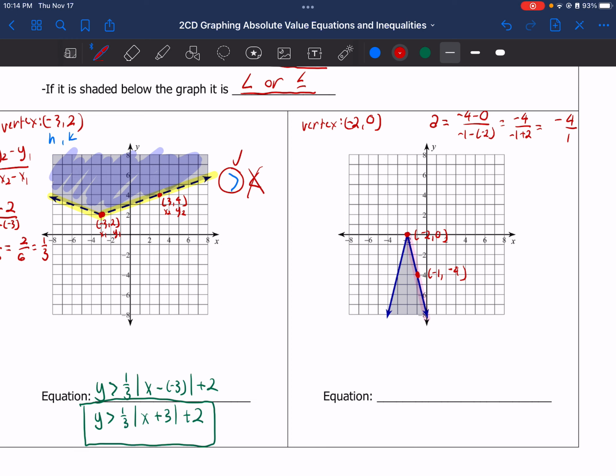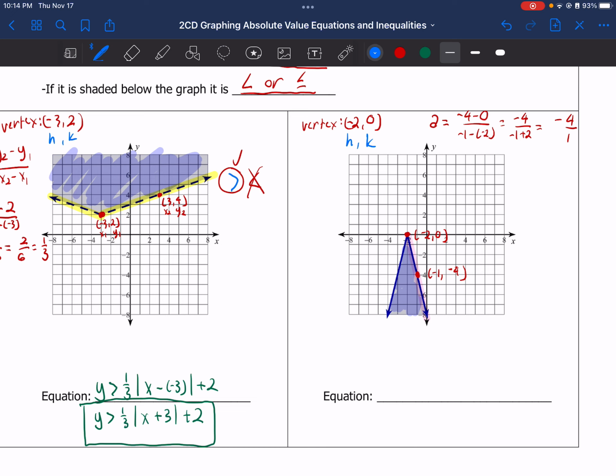So now I have my A, I have my H, and I have my K. We know that now we're going to see whether it's going to be an equation or an inequality. So we have a solid line. So that could still be an equation, but we see that we still have shading right here. So we know that it's going to be an inequality. So we're going to figure out our inequality then.